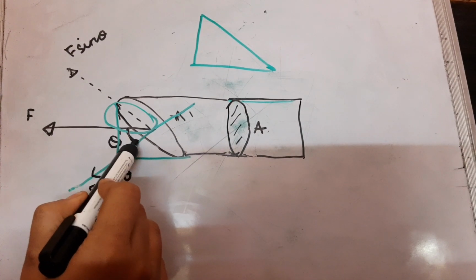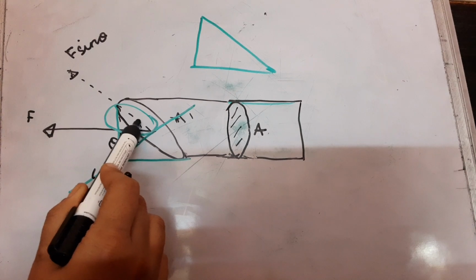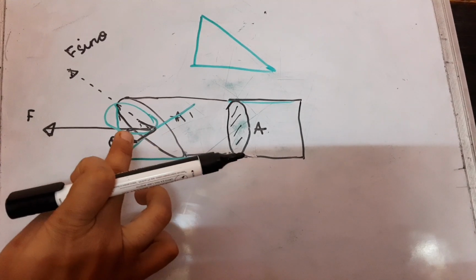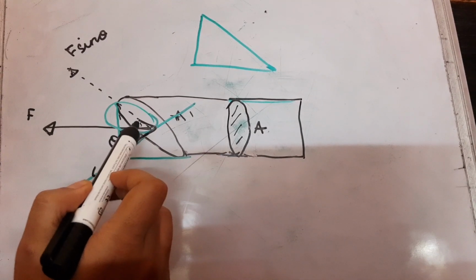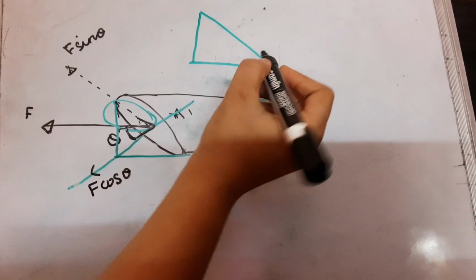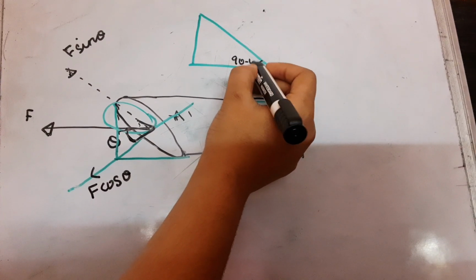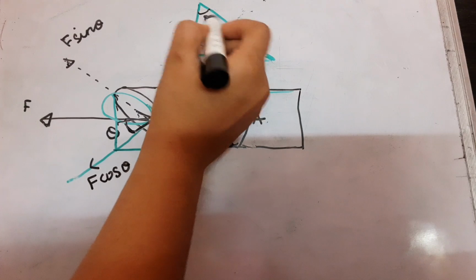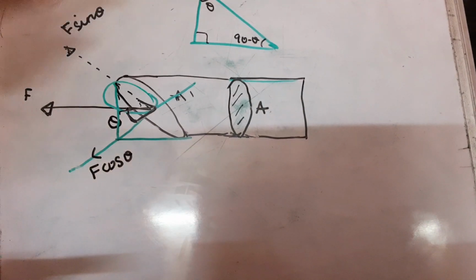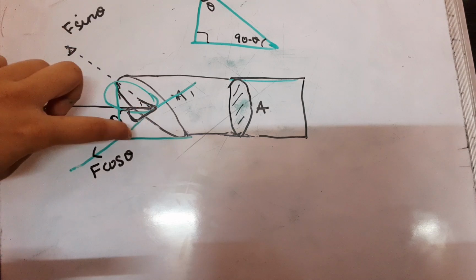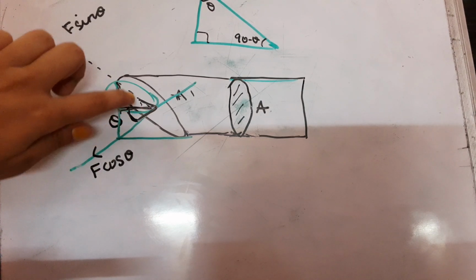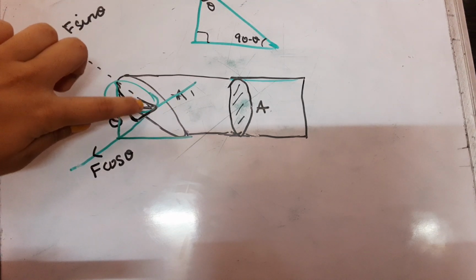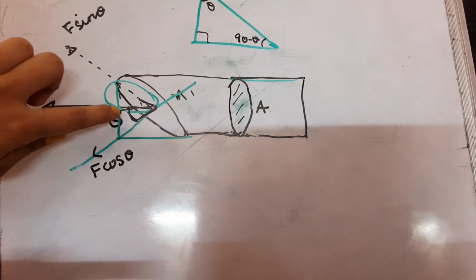If this angle is theta and this whole angle is 90, out of which this much part is theta, then what will this much part be? 90 minus theta. So this angle is 90 minus theta, and this is 90 only. So what will this be? Theta. I hope you know how to find that. If this whole angle is 90 and this is theta, then this is 90 minus theta in this triangle.